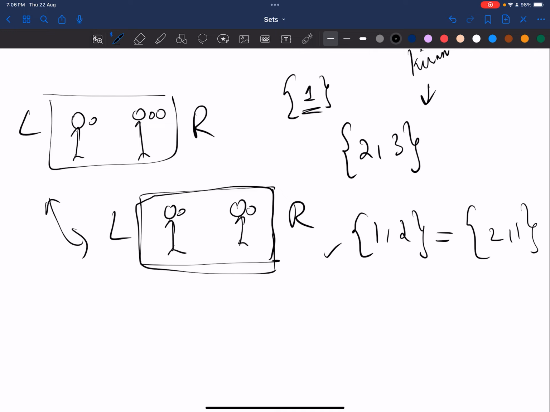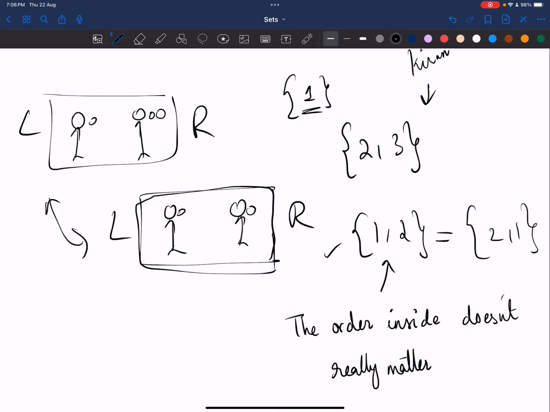The order inside doesn't really matter for sets.